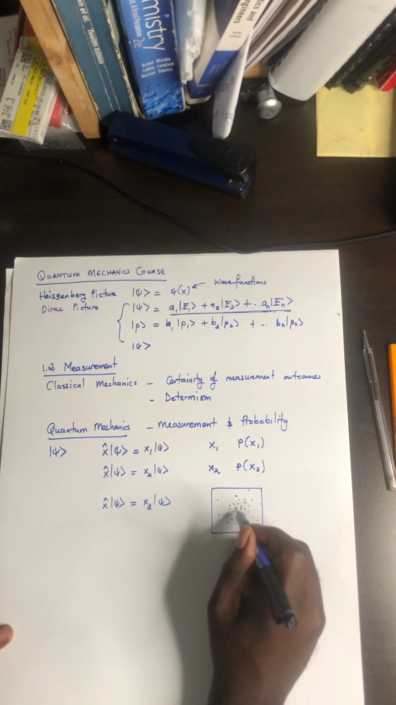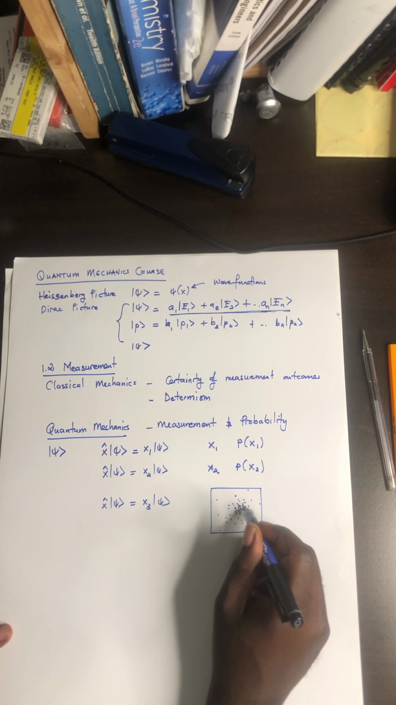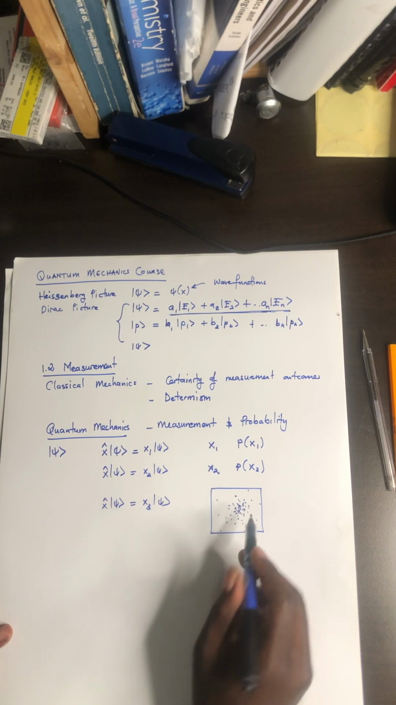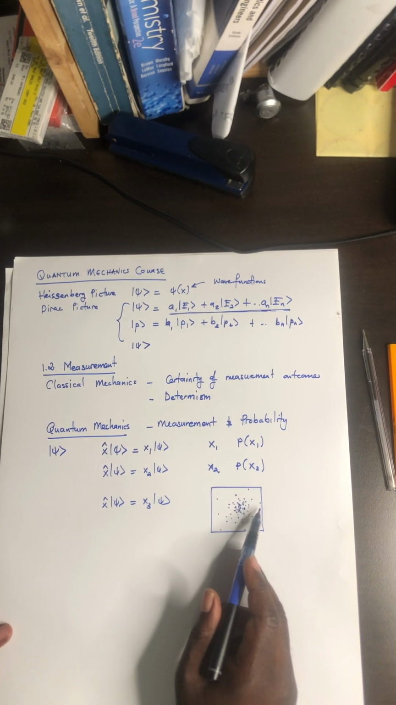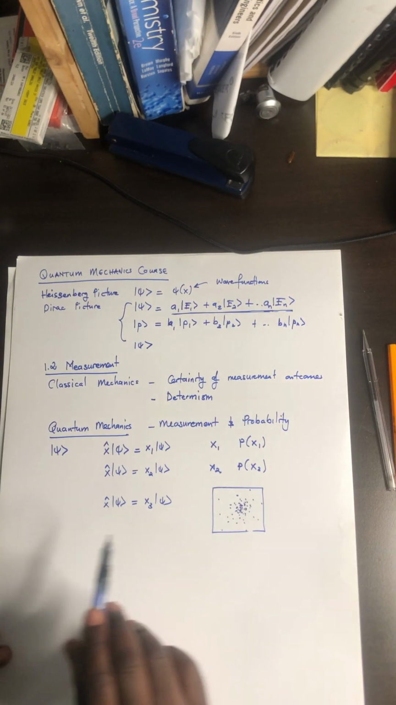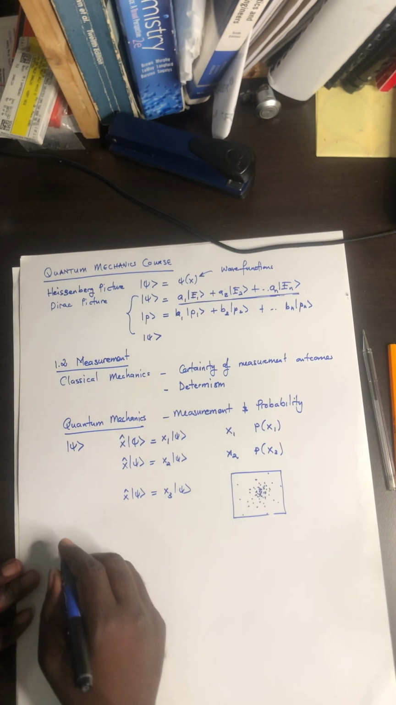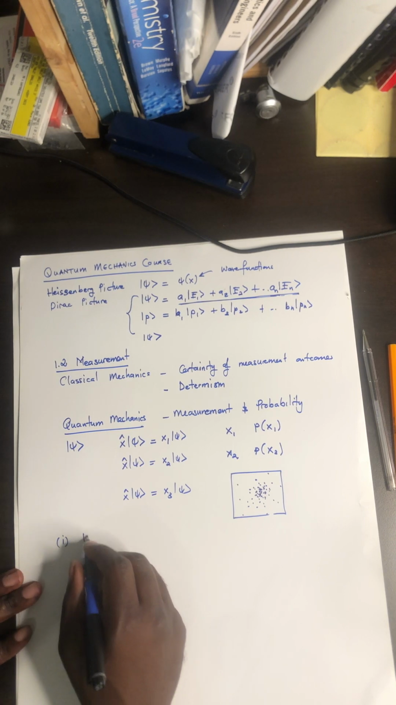Of course, if our distribution is maybe concentrated towards the center, the probability of getting outcomes towards the center is higher compared to the probability of getting a position measurement outcome at the edge. So there's always a probability associated with quantum measurement. And the reason why probability enters into quantum mechanics is because of two reasons. The first reason is the uncertainty of the data.